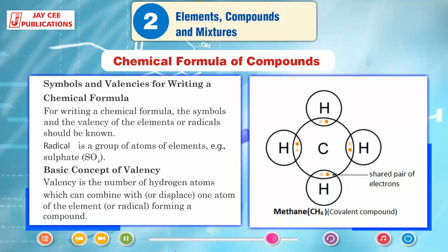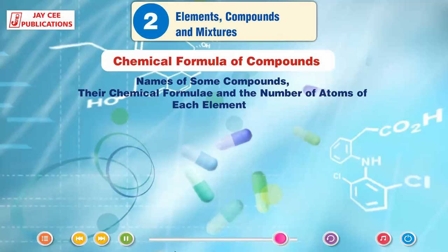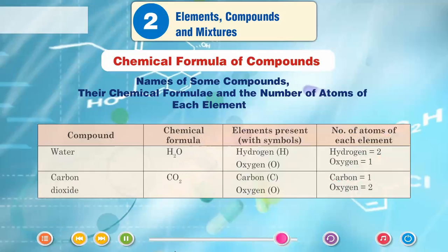Symbols and valencies for writing a chemical formula. For writing a chemical formula, the symbols and the valency of the elements or radicals should be known. A radical is a group of atoms of elements. Example: sulfate, SO4. Basic concept of valency. Valency is the number of hydrogen atoms which can combine with or displace one atom of the element or radical forming a compound. Names of some compounds, their chemical formulae and the number of atoms of each element.